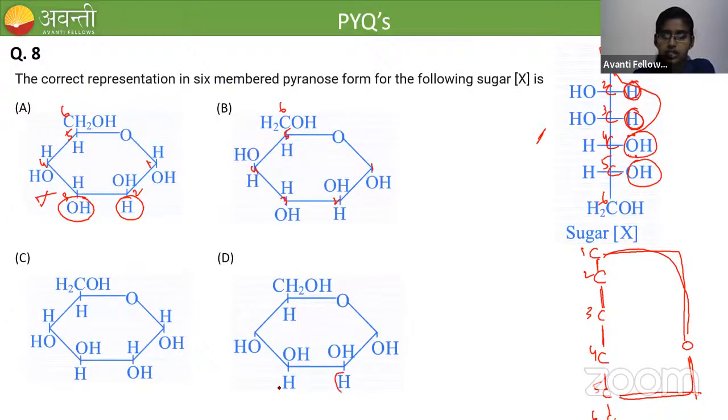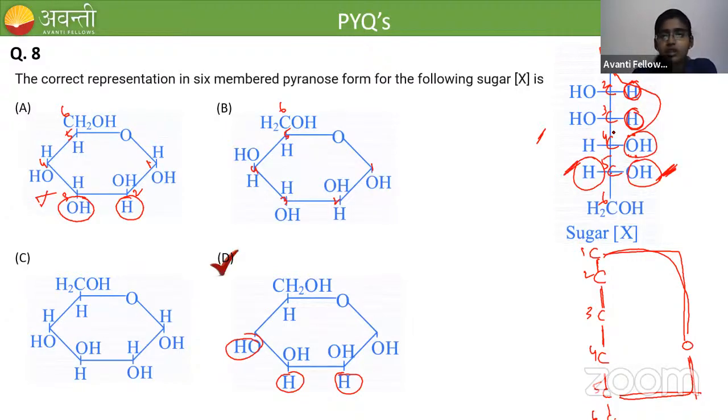So this is your correct answer. Here also you can see OH. But for the fifth carbon alone, you have to interchange: the right side group has to come to the top position and the left side group has to come to the bottom position. Basically, this OH forms the bond with this carbon. So you consider the hydrogen at the left and put that left group in the bottom position for this fifth carbon. So option D is the correct answer for this question.